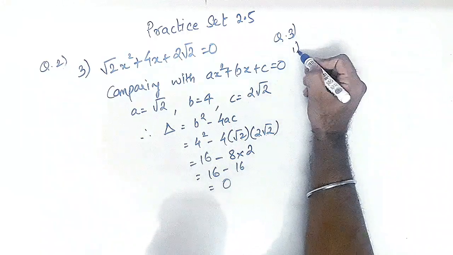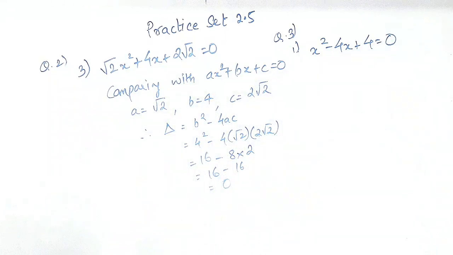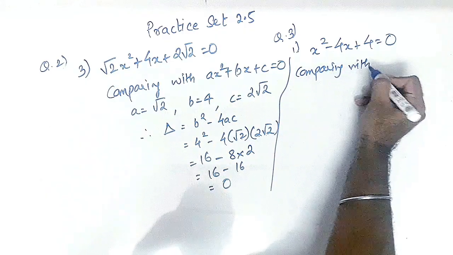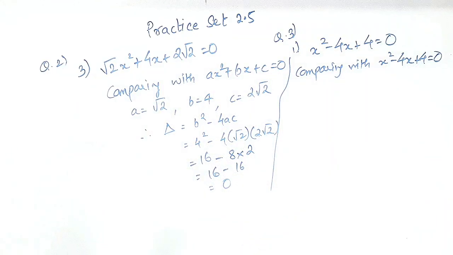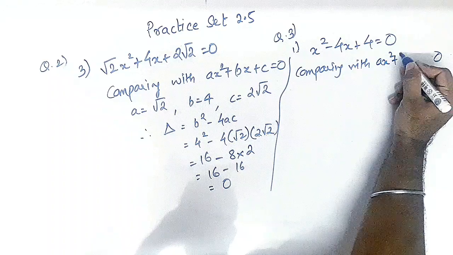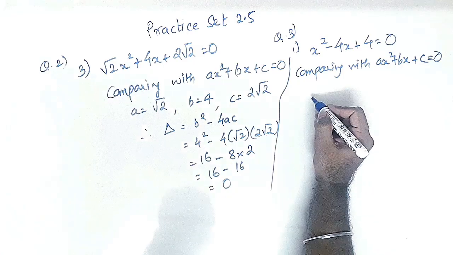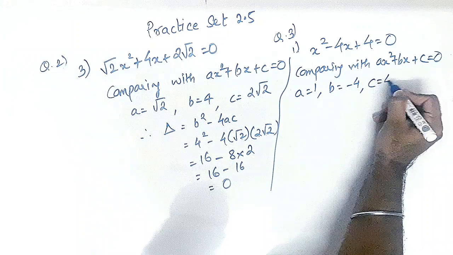I am coming to question 3, sub question 1. x square minus 4x plus 4 equals to 0. Same steps you will do, just one step extra. They have asked the nature of roots. The first thing is comparing with ax square plus bx plus c equals to 0. Now here a is equal to 1, b equals to minus 4 and c equals to 4.